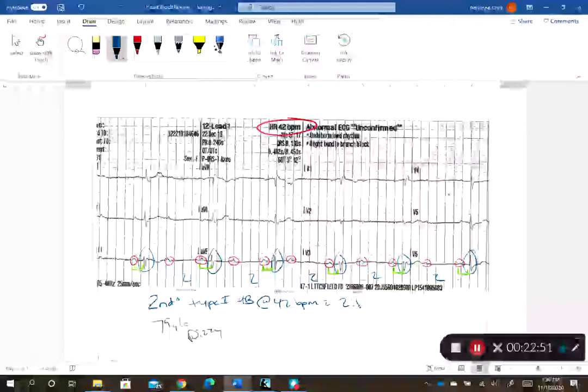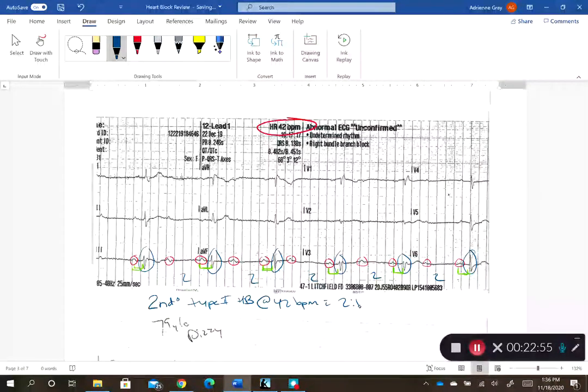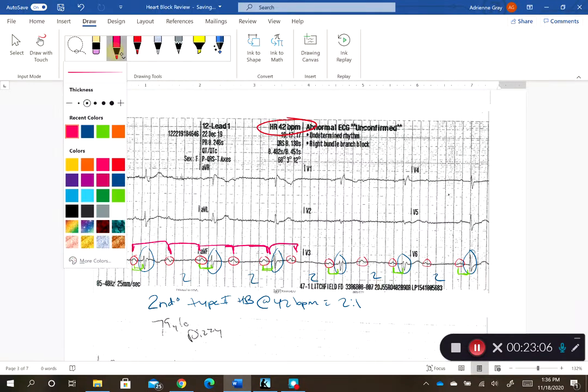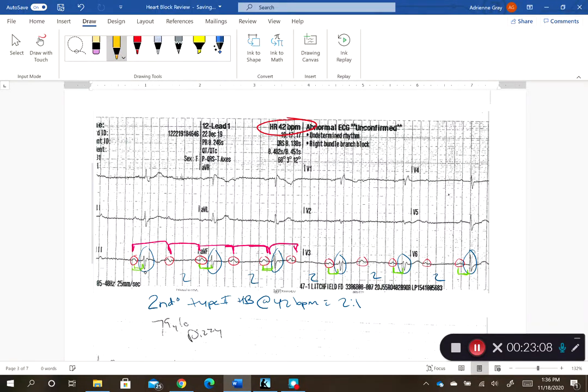Now the reason I said we're not going to talk ourselves into a third degree is because a lot of people look at this and they look at these PP intervals and they say, well, that marches out pretty consistently. And then they look at the RR intervals. Let me switch colors. And they're like, well, that marches out pretty consistently too. So I have my SA node going at its normal intrinsic rate and my QRS and my ventricles going at its normal intrinsic rate. So a lot of people want to go ahead and call this a third degree.